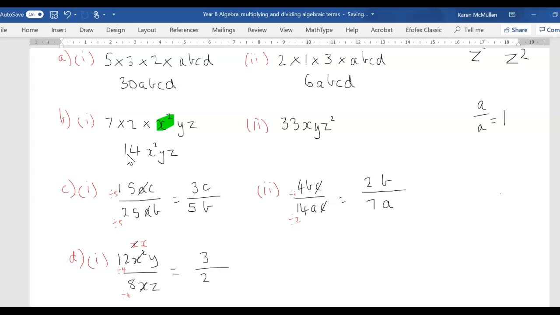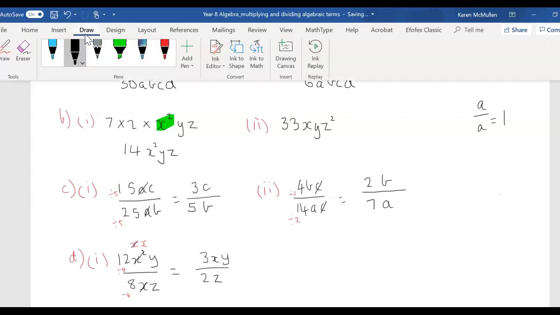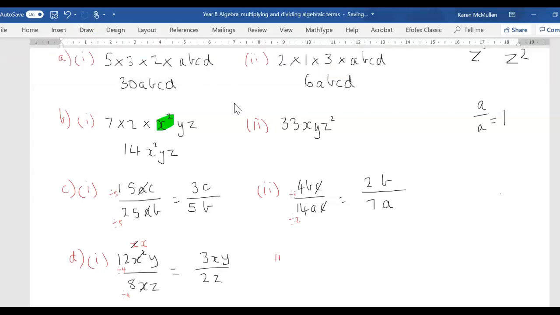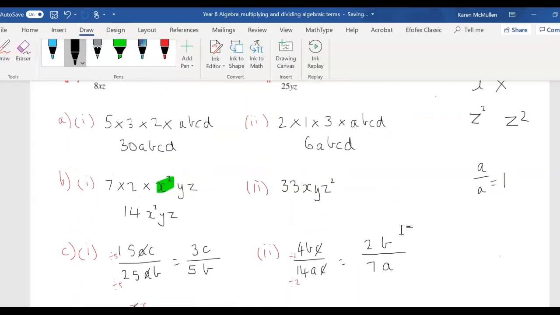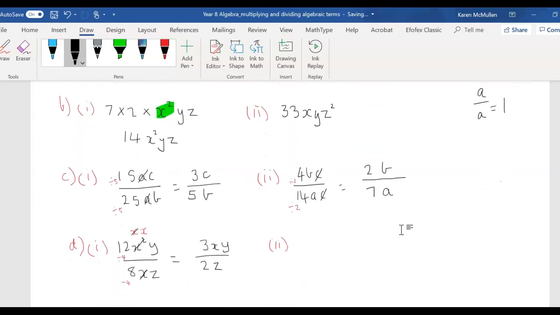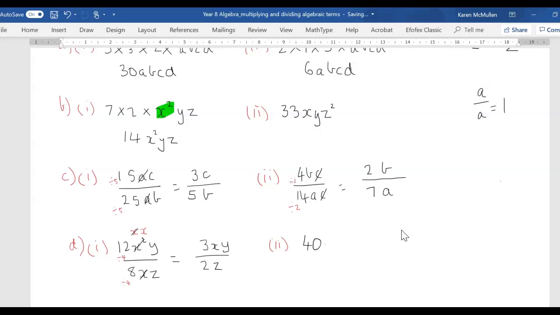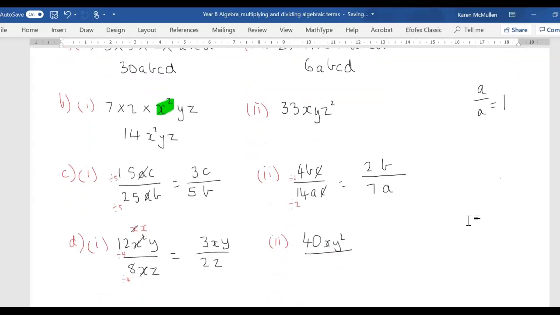So this x cancels out with only one x. So I'm left with one x on the top. All right, so I've rewritten that x squared as xx, and I can only cancel out one x. Okay, so I'm left with one x on the top, and y and z. All right, let's have another go. Do part 2. Let me just scroll up. All right, I've got 40xy squared over 25yz.